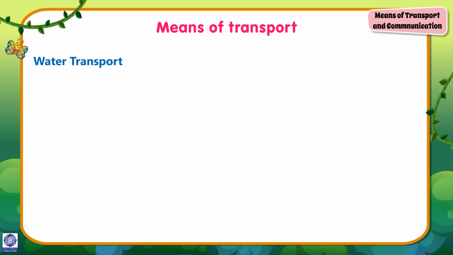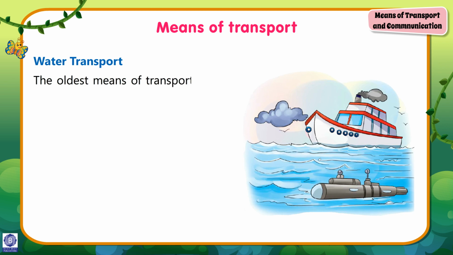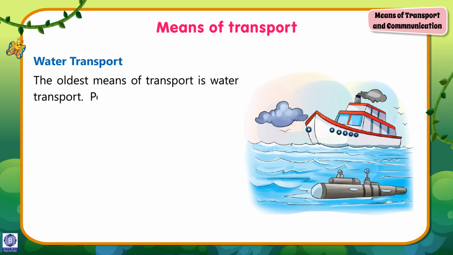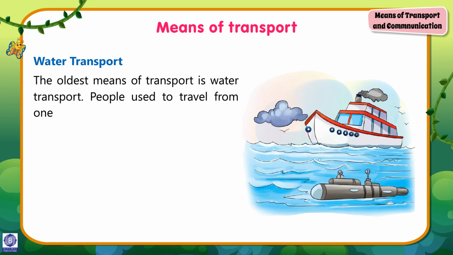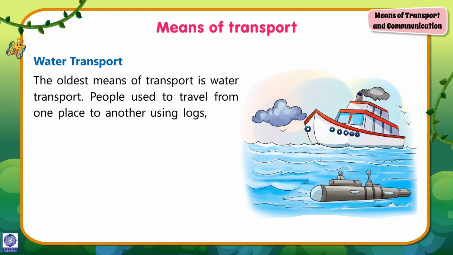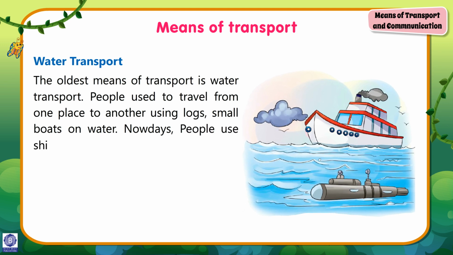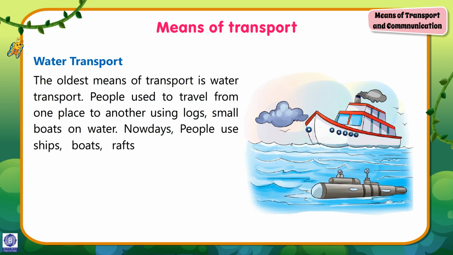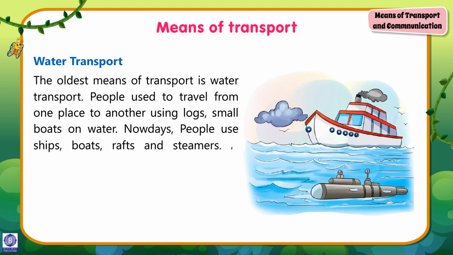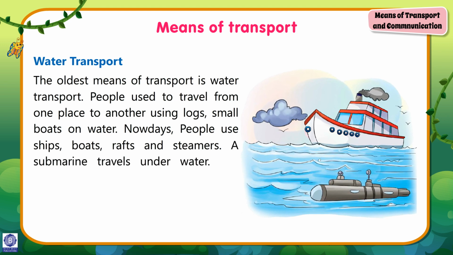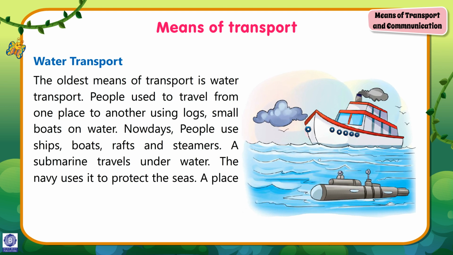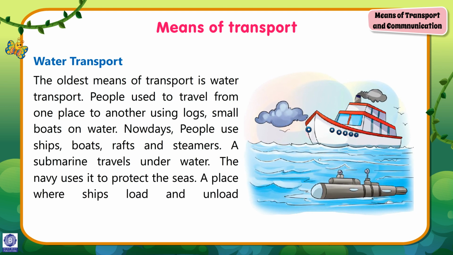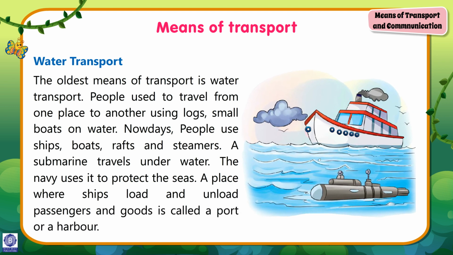Water transport. The oldest means of transport is water transport. People used to travel from one place to another using logs and small boats on water. Nowadays, people use ships, boats, rafts, and steamers. A submarine travels underwater. The Navy uses it to protect the seas. A place where ships load and unload passengers and goods is called a port or a harbor.